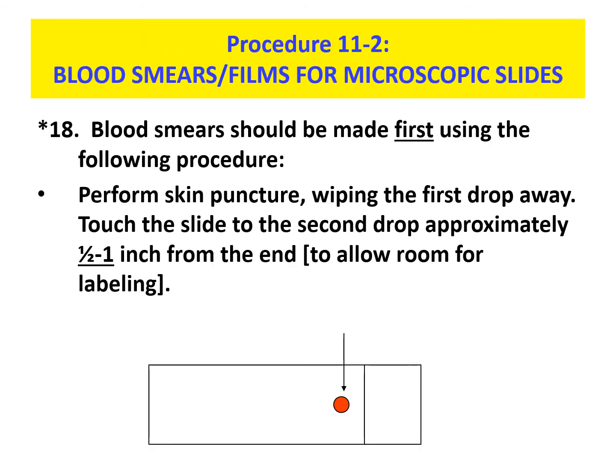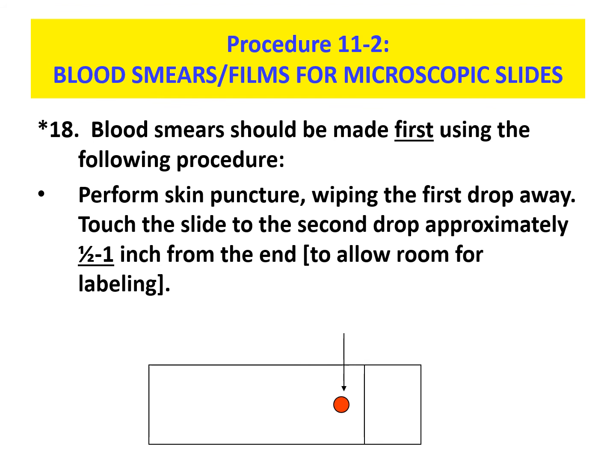Blood smears are made first, right, using the following procedure. Now, we've gone over this in lab, and there are some great pictures in your phlebotomy handbook, in your textbook. So you guys make sure that you look through this. We're going to do these in lab as well, right? So first thing we do is we perform our skin puncture appropriately, right? We take all those steps that we went over to perform our skin puncture in the right way.